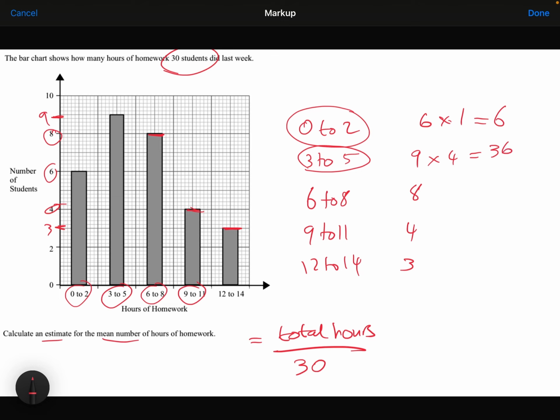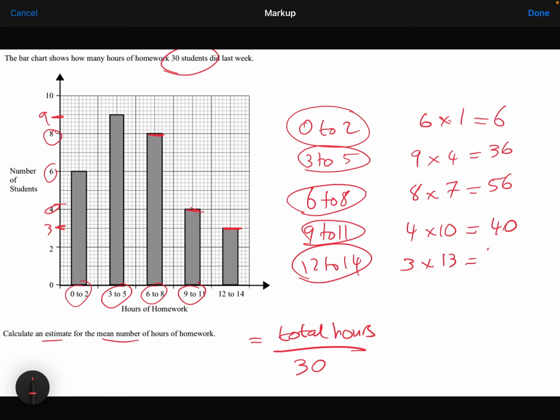The next 8 students spent between 6 and 8 hours doing homework. So I'm going to estimate that they spent 7 hours, the middle of 6 and 8, which is a total of 56 hours. The 4 students that spent between 9 and 11 hours, I'm going to estimate that they spent 10 hours each doing homework, so that's 40 hours in total. And the 3 students that spent between 12 and 14 hours, I'm going to estimate that they spent 13 hours each, which is 39 hours in total.